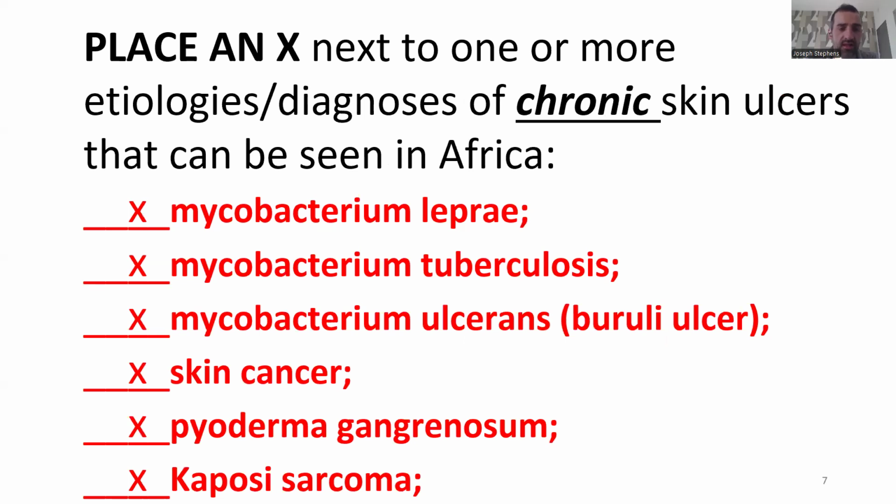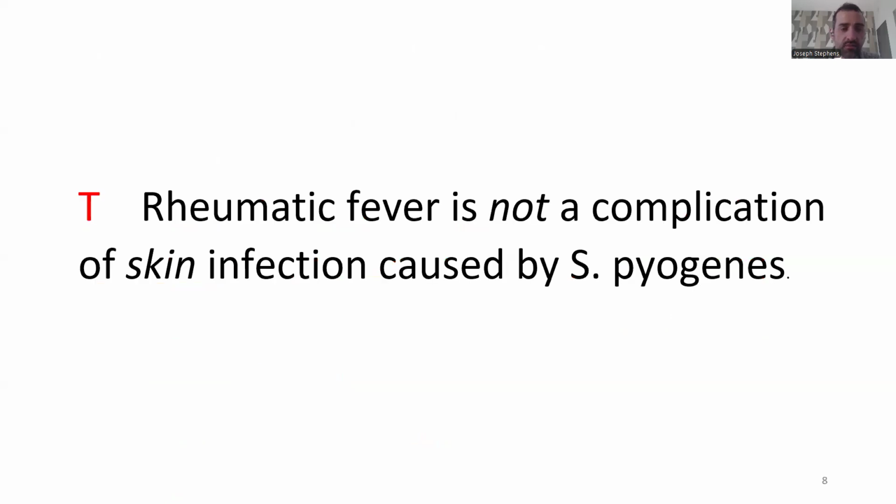In this question, place an X next to one or more etiologies of chronic skin ulcers that can be seen in Africa. And the answer is all of them. Mycobacterium leprae, MTB, Mycobacterium ulcerans, skin cancer, pyoderma gangrenosum, and Kaposi's can all cause chronic skin ulcers. This is your differential when you are assessing someone with a chronic skin ulcer.